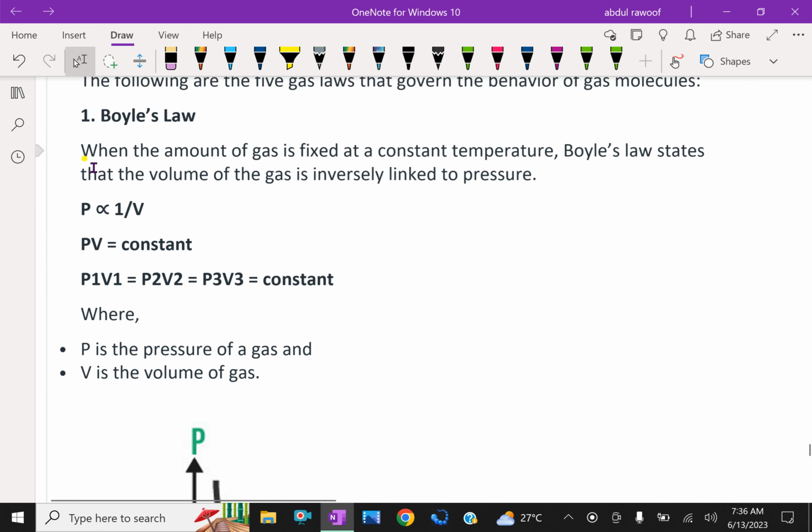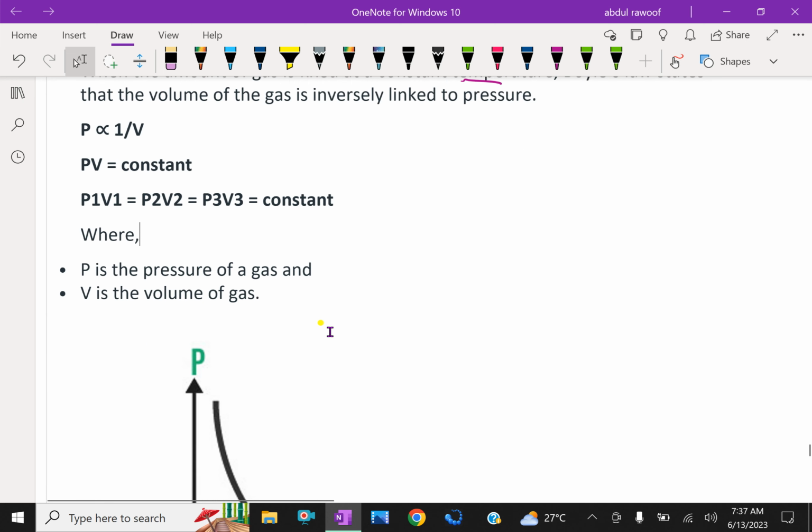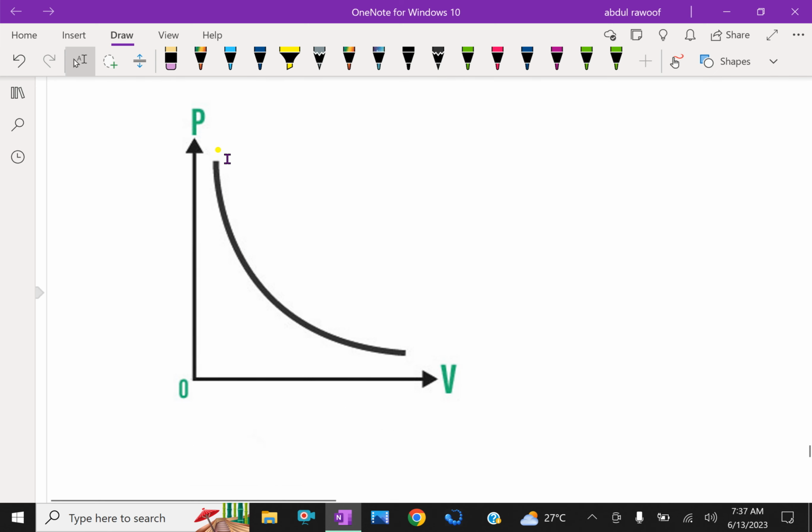First, Boyle's law. When the amount of gas is fixed at a constant temperature, Boyle's law states that the volume of the gas is inversely linked to the pressure. That is, pressure is inversely proportional to volume. By using cross multiplication, PV equals a constant, because the proportionality becomes a constant here. Therefore, P1V1 equals P2V2 equals P3V3, a constant, where P is the pressure of the gas and V is the volume of the gas. In the PV diagram, Boyle's law shows like this.